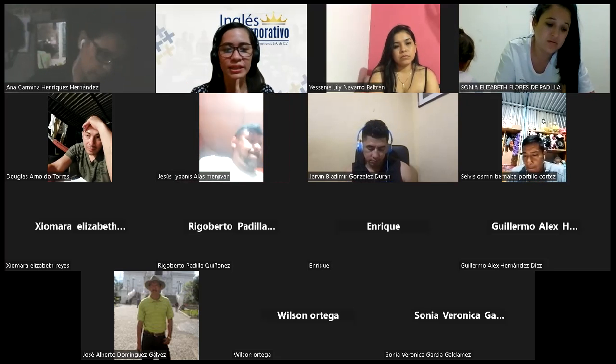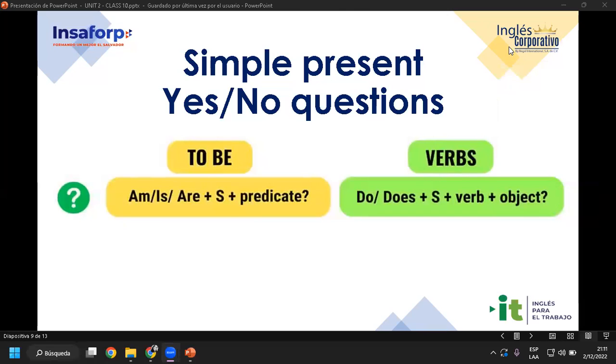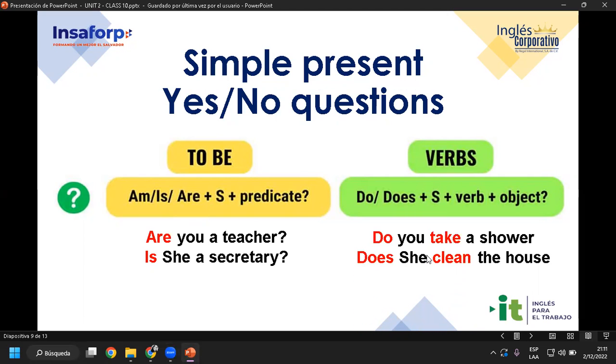So in this case, can you see the presentation, everyone? Yes? Okay, very good. So look at this. Simple present, if you have the verb to be, no auxiliary. Solo ponemos el verbo to be al inicio. And if you have another verb, simplemente ponemos el auxiliary. Now, si yo les pregunto, do you take a shower? If the answer is yes, ¿cómo responderían?